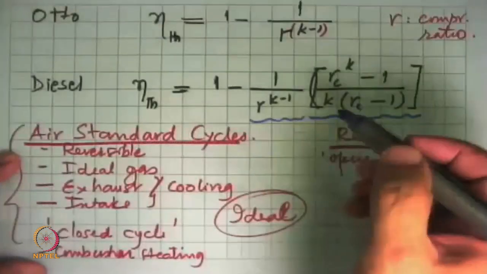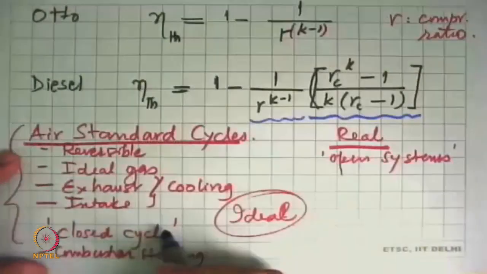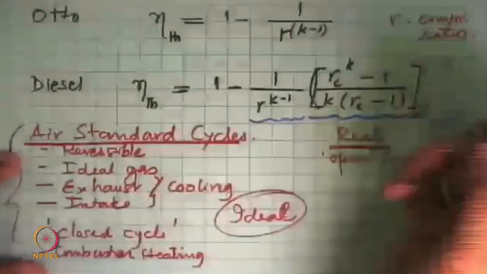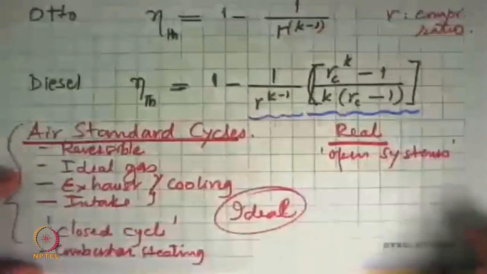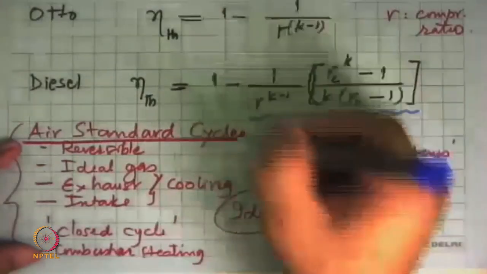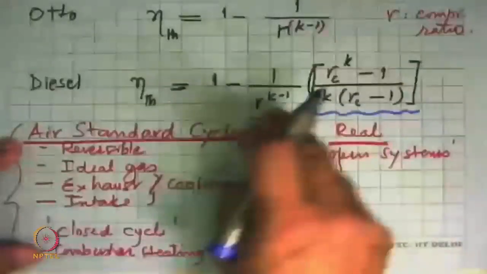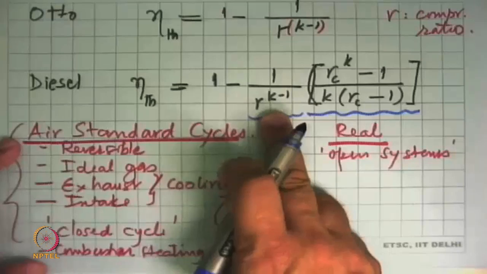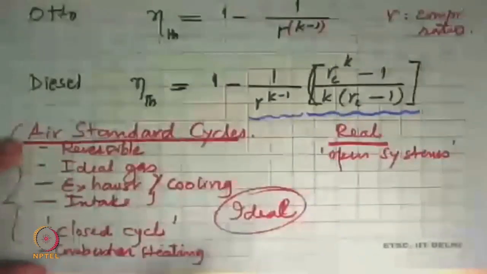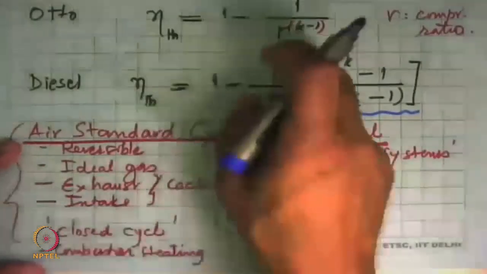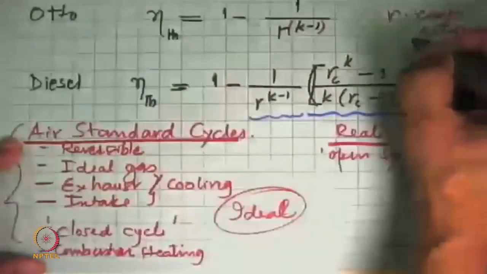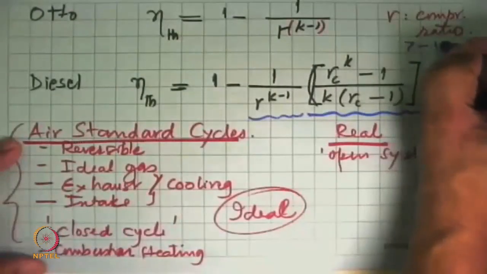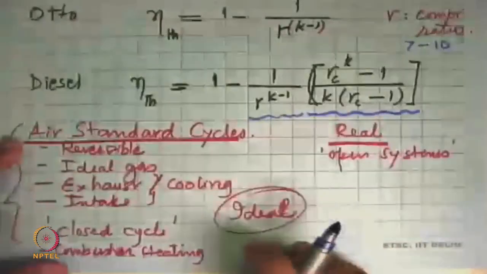So it depends on what RC one takes and begins to compare these two. But in general, if you just take these two and see which has greater efficiency, it will turn out that the Otto cycle efficiency is slightly greater than the diesel cycle efficiency. But there is a little problem here. Otto cycles use compression ratios in the range of 7 to 9 or 7 to 10, not more than that.